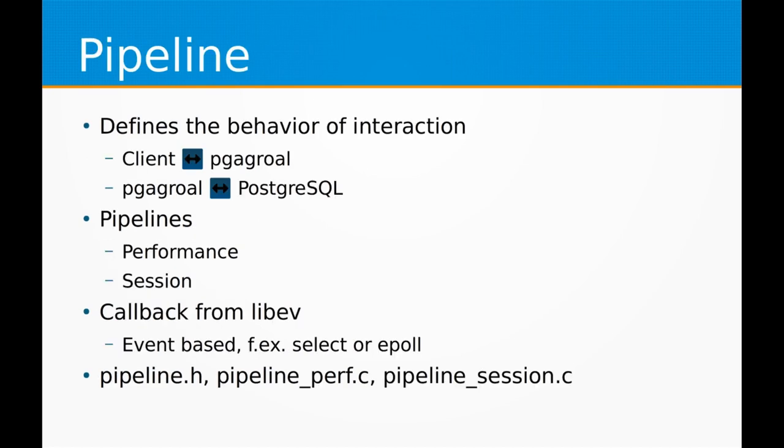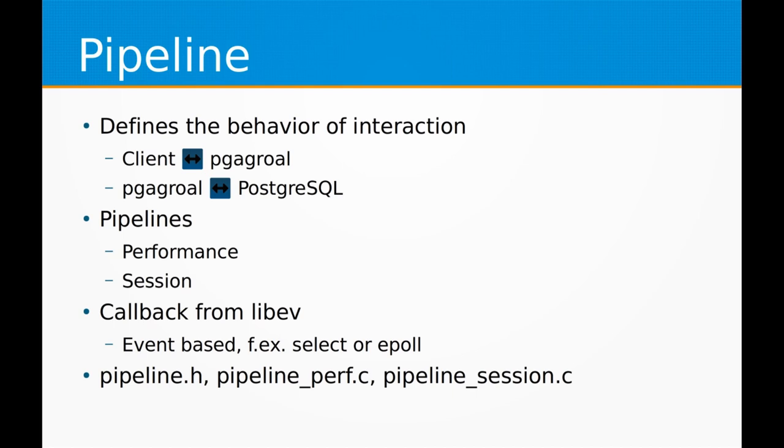So what is a pipeline? The pipeline instance defines the behavior of the interaction of the client to pgagroal and from pgagroal to Postgres. There are currently two different pipelines in pgagroal. The first one is a performance pipeline, which only looks for a terminate message from the client and a fatal error from Postgres. This makes the pipeline extremely fast, as there's very little overhead. The second pipeline is a session pipeline, which is like the performance one, but also supports TLS.